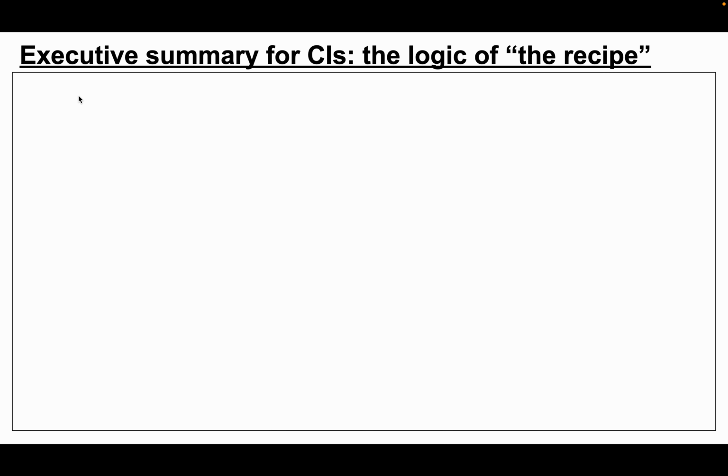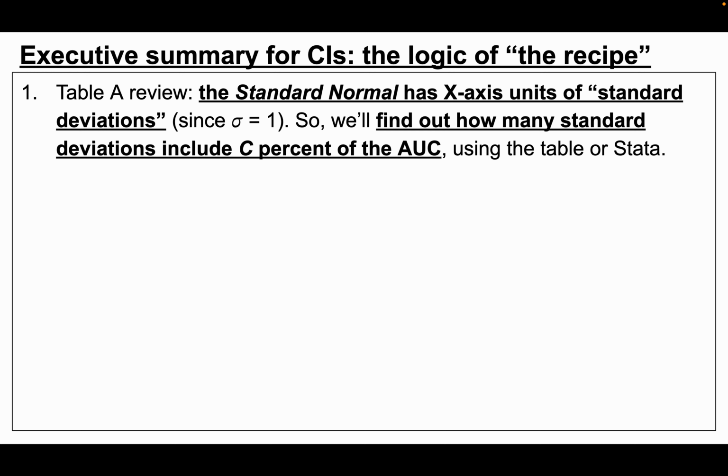So I now want to discuss confidence intervals. Remember that this is the logic of the recipe. This is why these work. When we've got this table A, we have these inputs to table A. They're inputs to the normal cumulative distribution function. And those inputs are the z-scores, and the outputs, the stuff inside of the table, is the cumulative area up until that point under the normal curve, the normal PDF, or the bell curve shaped thing.